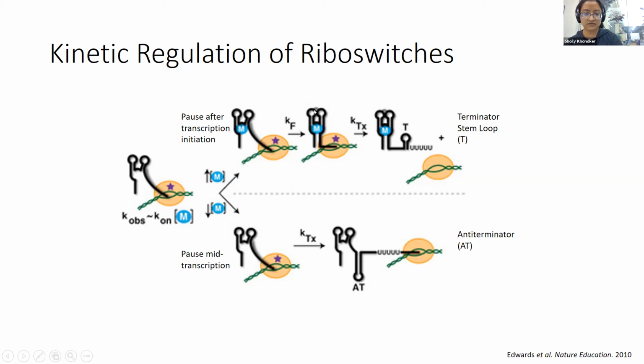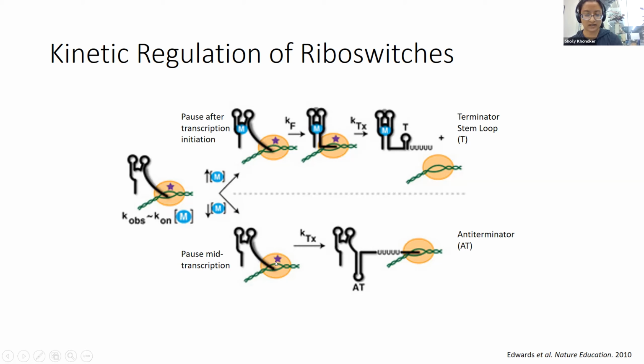At this point, if the aptamer binds to a ligand, this can result in the formation of a terminator stem loop. That is represented by this hairpin-like structure, and this signals the end of transcription. Alternatively, if there isn't any binding to the ligand after the initial pause, the transcription can proceed as normal.